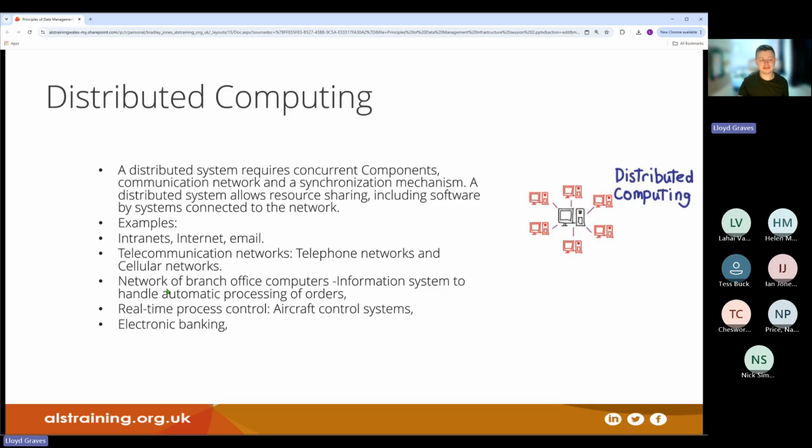Then it's got lots of different things here. We've got intranet, internet, and email, different telecommunication networks. It could be a network of branch office computers, or an information system to handle automatic processing of orders. It could be real-time processes as well, so things like aircraft control systems. I've got electronic banking on there as well. With distributed networks, I can go on my phone and check my bank balance, and that's because by having access to the app, it makes my device part of that network so I can access it.